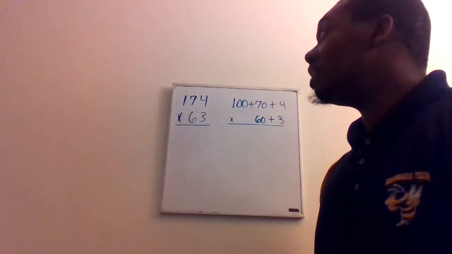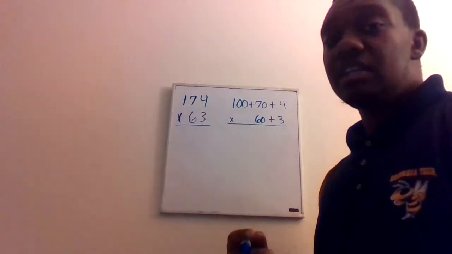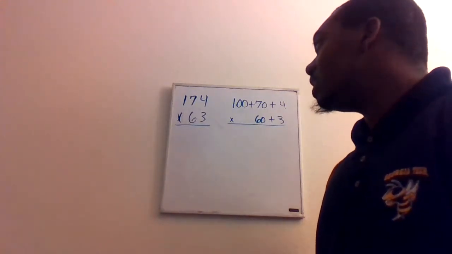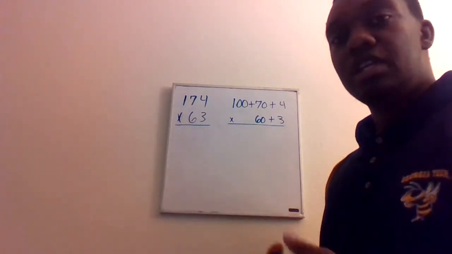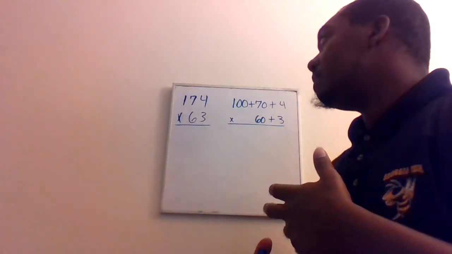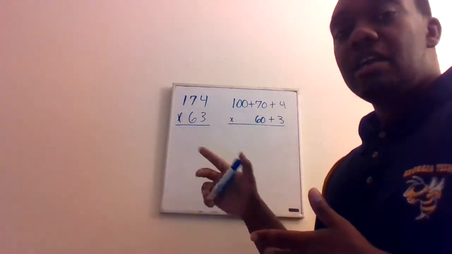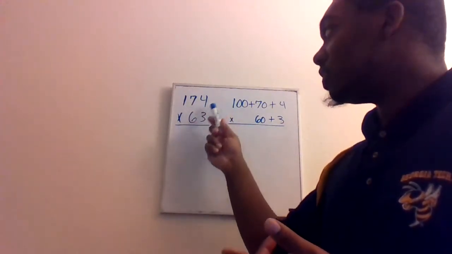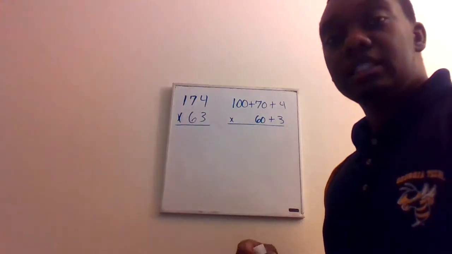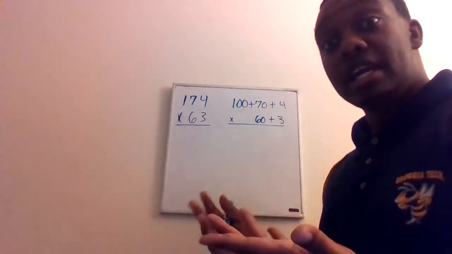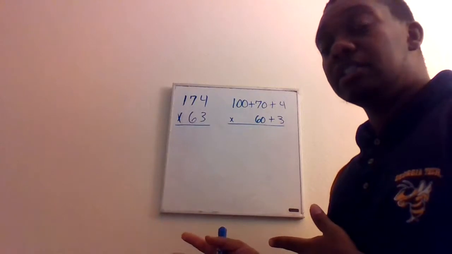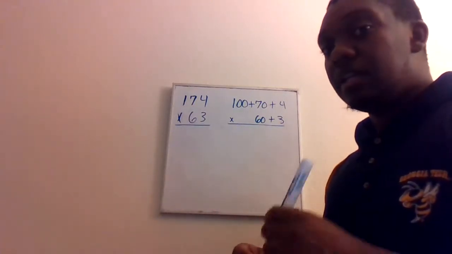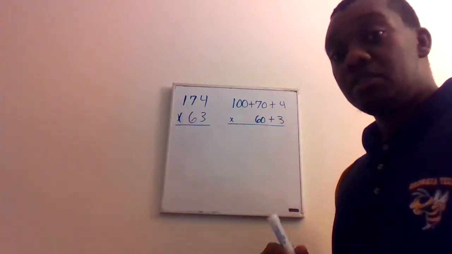Some of you may even get bolder and say, let's do 170 instead, 170 times 60. 170 times 60 is going to be 10,200. That means our answer would have to be greater than 10,200, because 174 is larger than 170, and 63 is also larger than 60. If we do that, we have a good range of what our answer should be around. It should be more than 10,000, and it should be less than 12,000. So we know our answer should be somewhere in between.